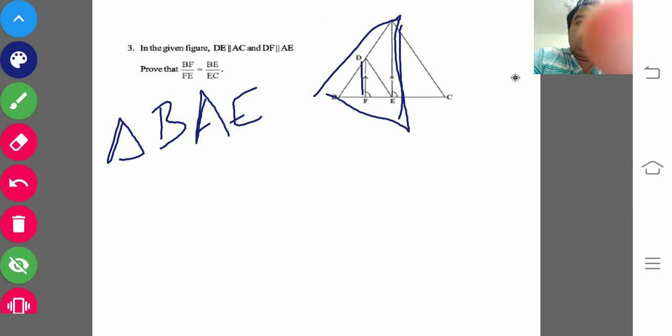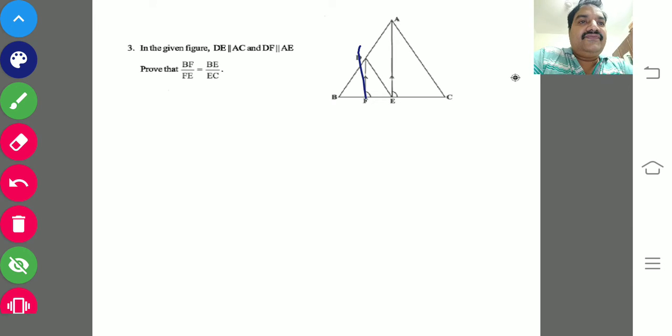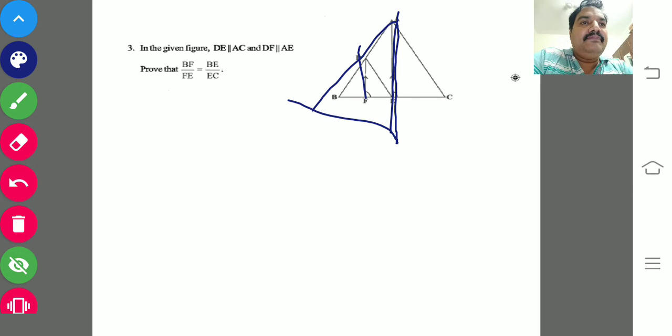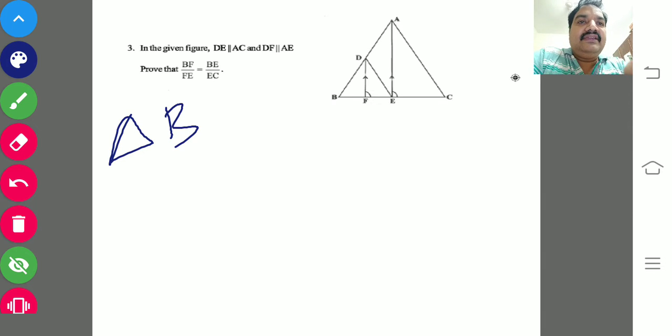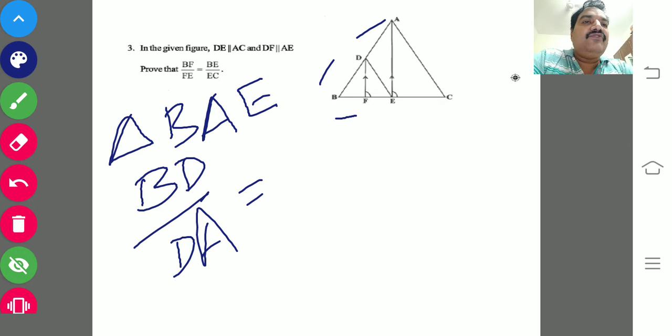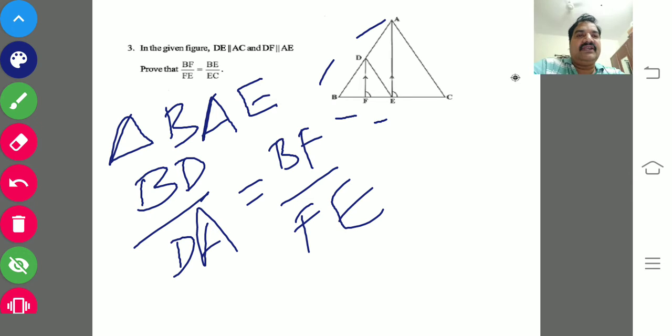BAE, because it is given that DF is parallel to AE. That's what. Simply you consider BAE. So in triangle BAE, simply write BD by DA equals DF by FE, BF by FE. Am I right, children? So this is equation 2.